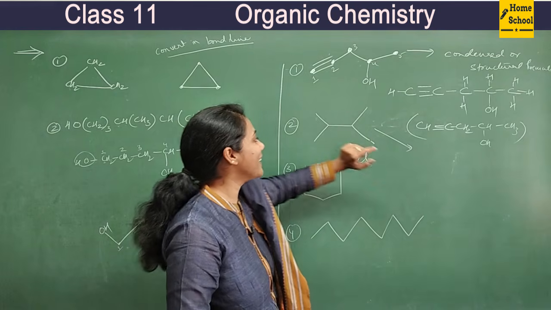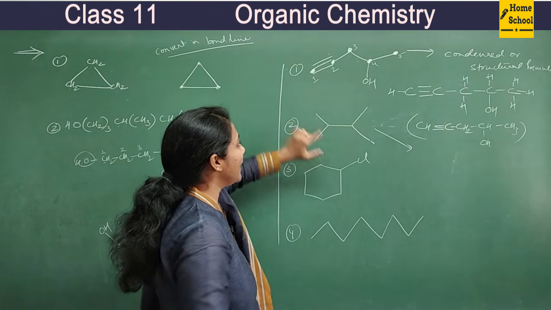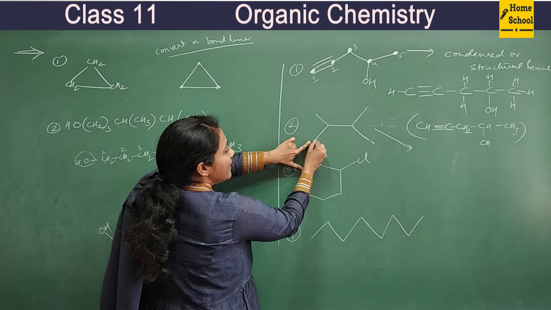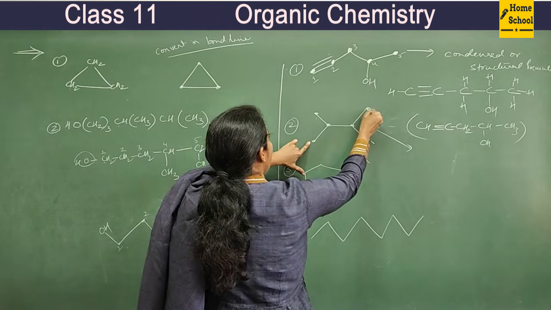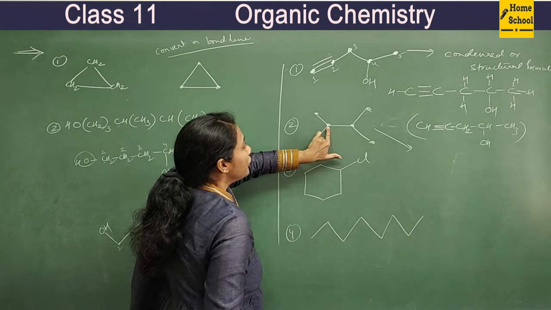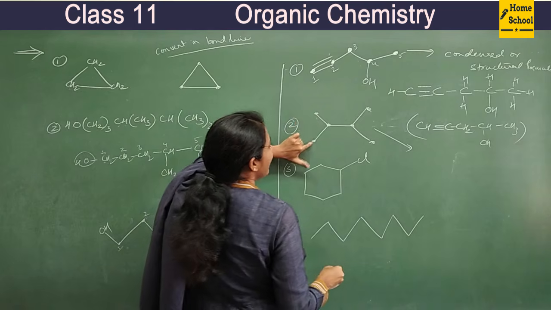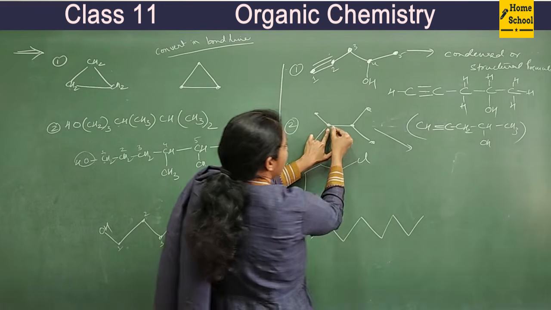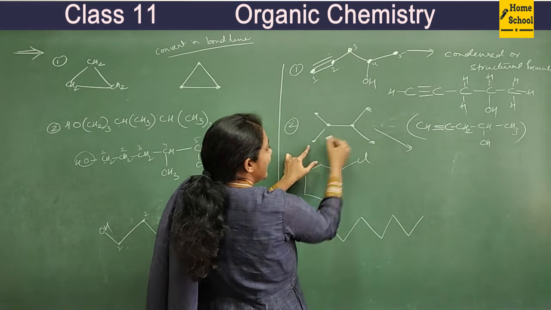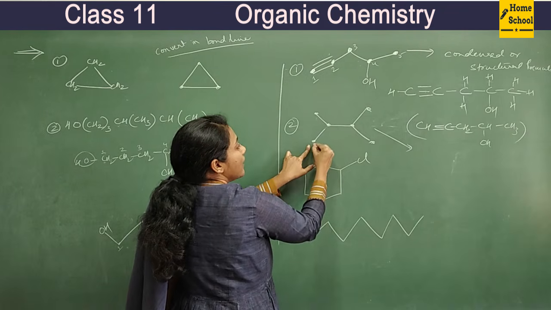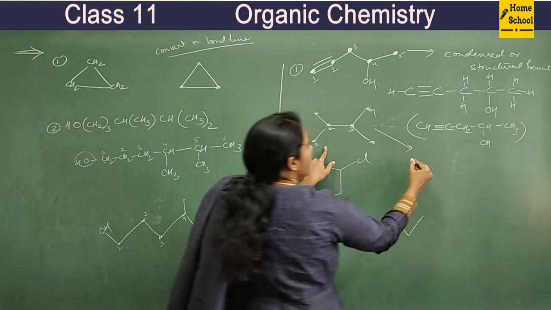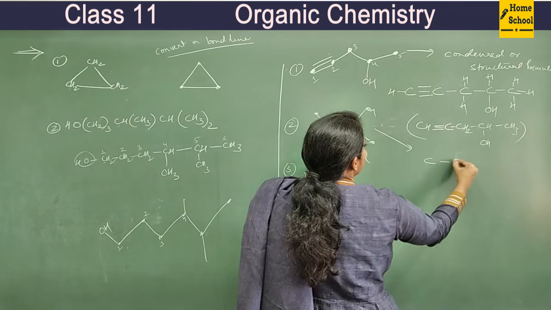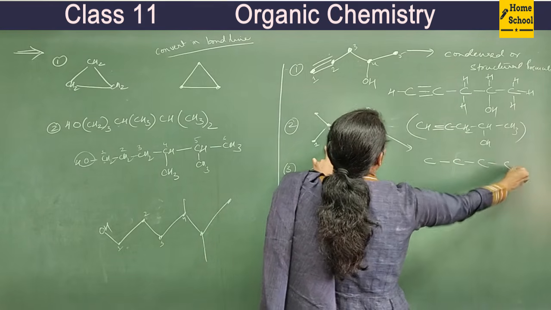So what will you do here? See, count the carbon atoms everywhere. Here is a carbon, here is a carbon, here is a carbon, here is a carbon, carbon, carbon, right? Just think that there is a carbon everywhere. Or you can write it like this. I'll count from one end. Carbon 1, carbon 2, carbon 3, carbon 4.